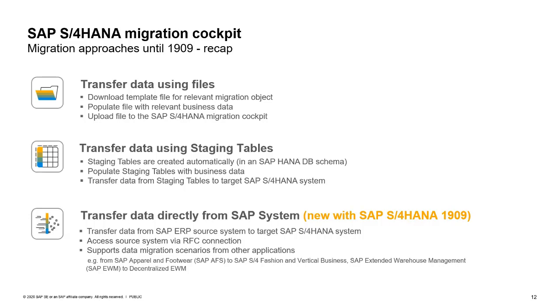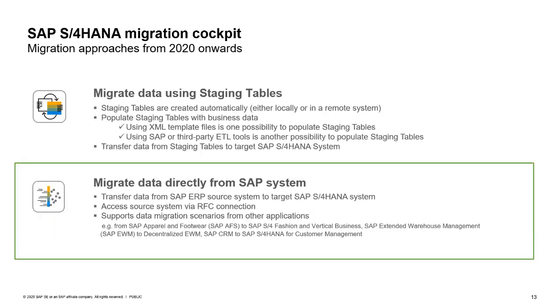The third approach, transfer data directly from SAP system, which was new with SAP S4HANA 1909, helps you to transfer data from SAP ERP source system to target SAP S4HANA system. You access the source system via RFC connection, and there is also a set of scenarios available for this approach. For example, you can transfer the data from SAP apparel and footwear to SAP S4HANA fashion and vertical business. You can also select as a source system SAP extended warehouse management and migrate data to decentralized EWM.